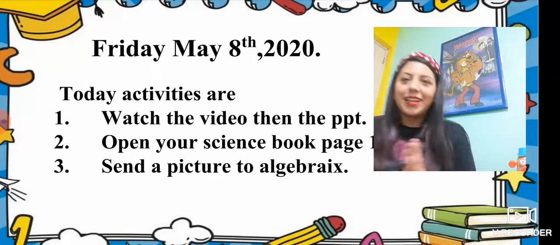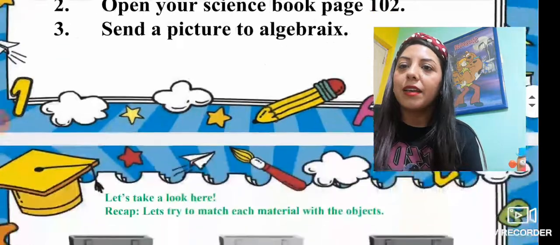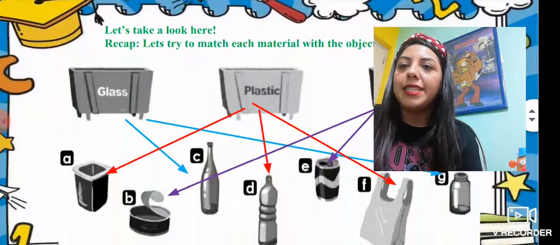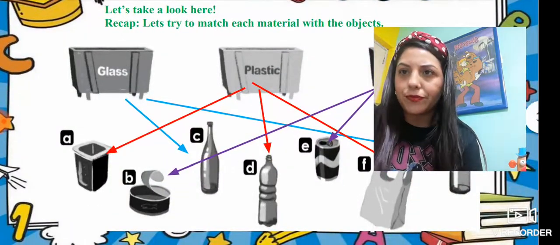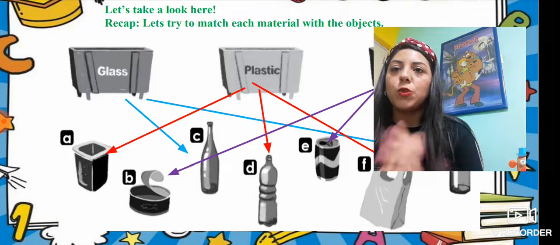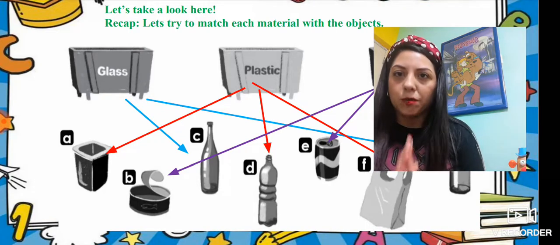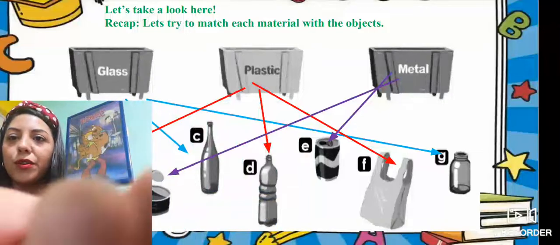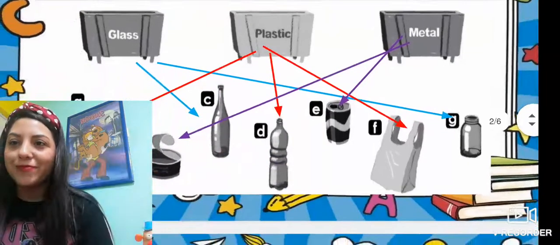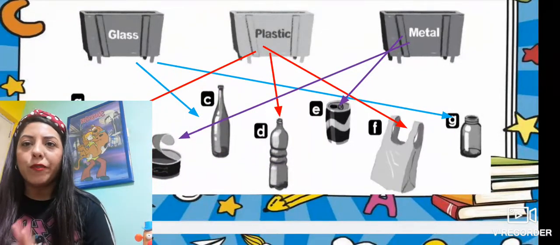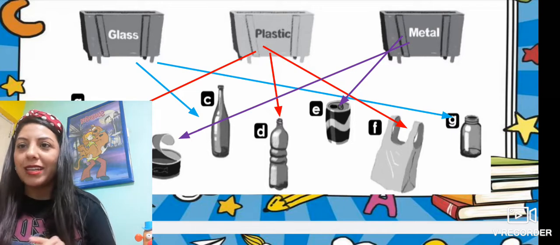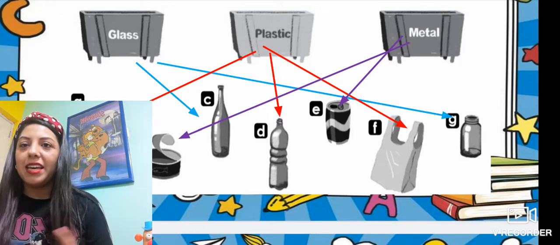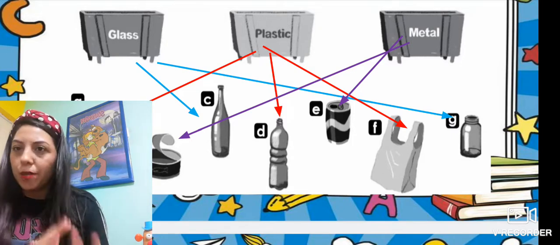Now, let's continue. Let's take a look over here. Let's recap. Let's try to match each material with the objects. In this case, you don't have to answer anything. You just need to look at the pictures. Okay? Now, we have three different materials here. We have glass, plastic, and metal. And we have different objects.